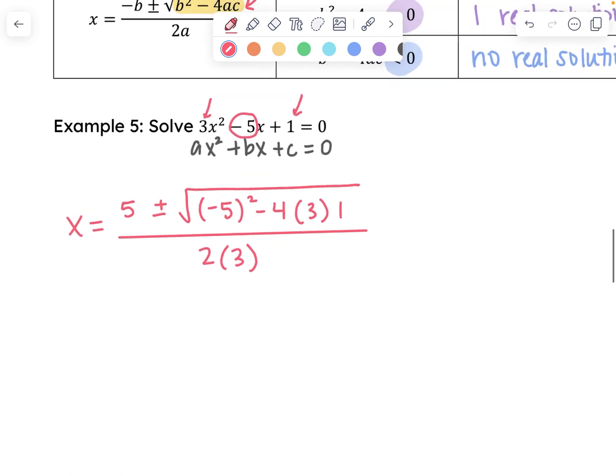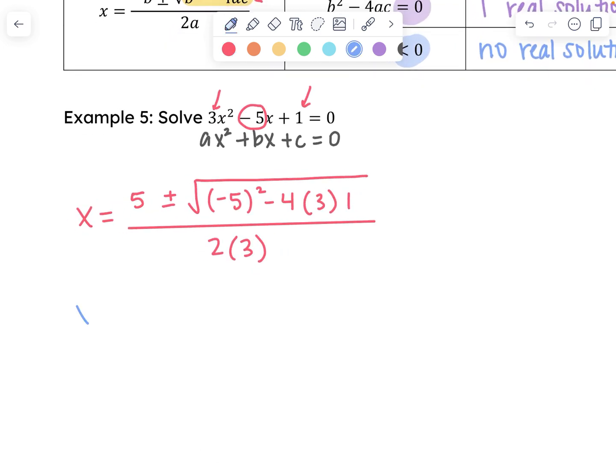So we can clean this up a little bit. We're going to have x is equal to 5 plus or minus the square root of 25. Negative 5 squared is 25. Minus 4 times 3 times 1 is 12 all over 6.